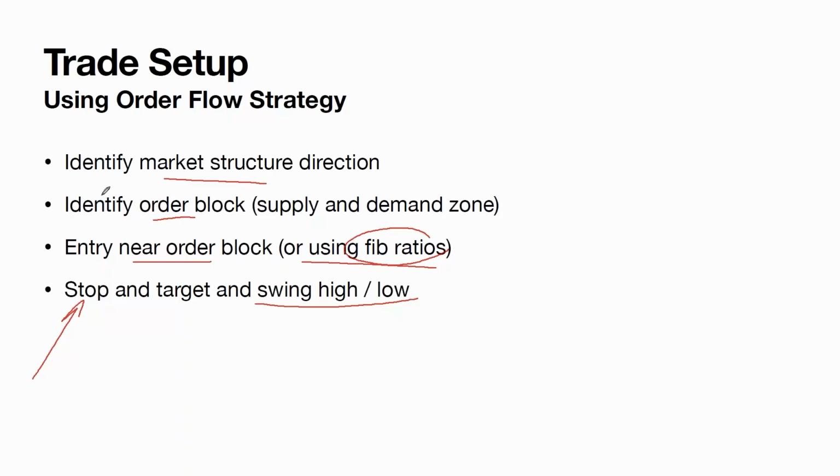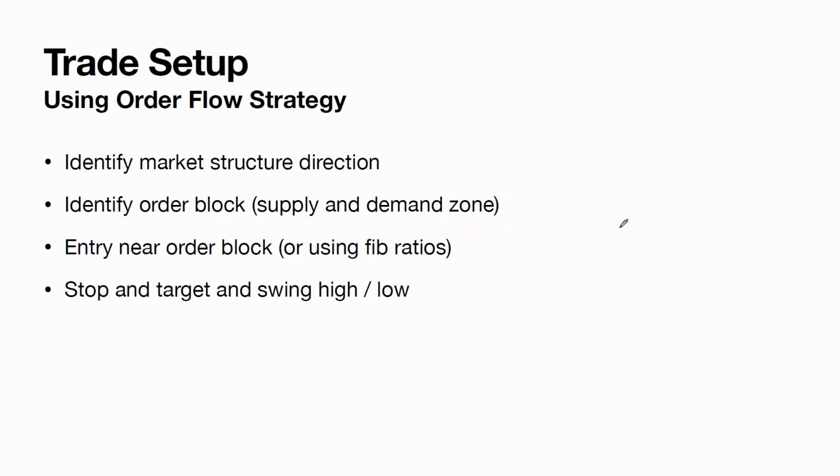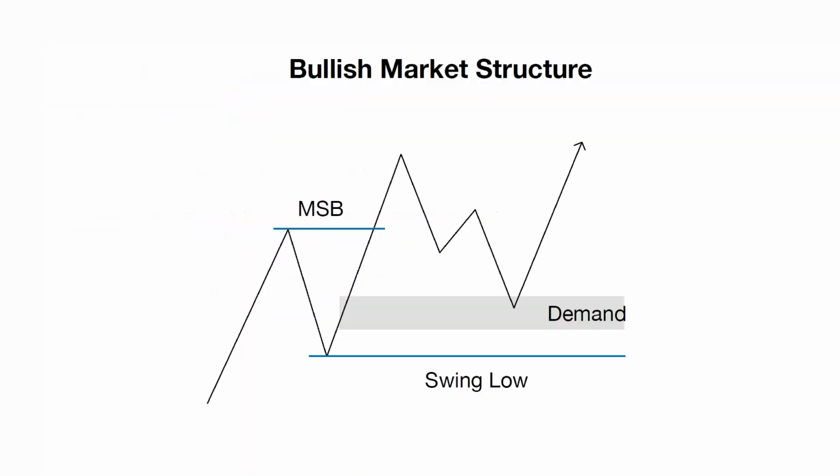Okay, the challenge in this whole setup is to identify your demand and supply. The entry, I think, is straightforward. Once you identify the order block, the entry is going to be there, and your stop and target are just going to be your swing points. Everything is quite straightforward. The only challenging part that traders face is how to identify your order block. So let me walk you through that.